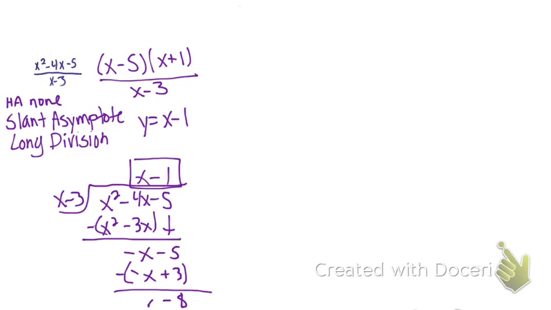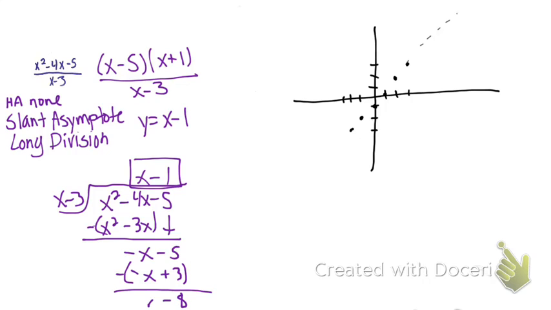So what I'm going to do is, on my graph, I'm actually going to graph the line y equals x minus 1, and I'm going to make it dotted like an asymptote. So if you remember the line y equals x minus 1, that means it would have a y-intercept of negative 1 and a slope of positive 1. So my graph would have an asymptote that looks a little bit like that.